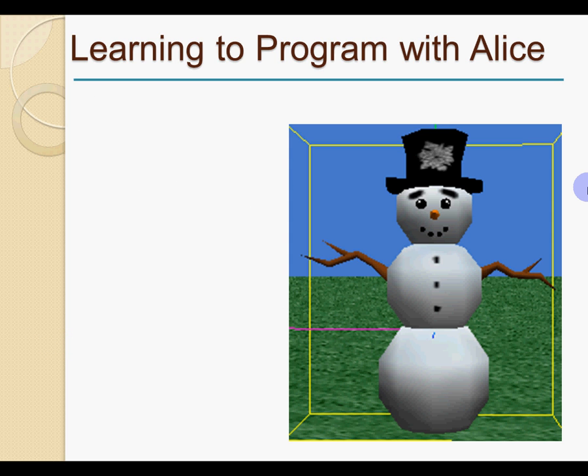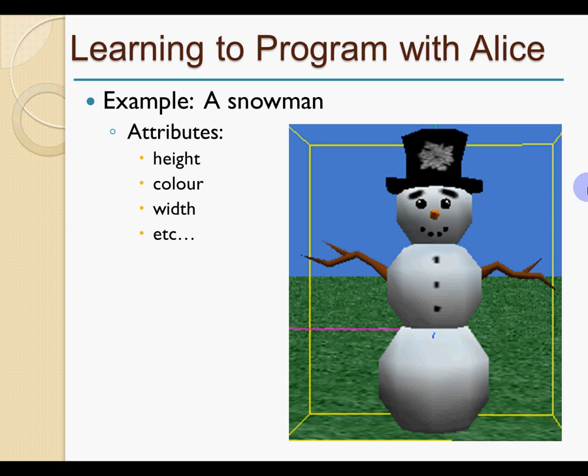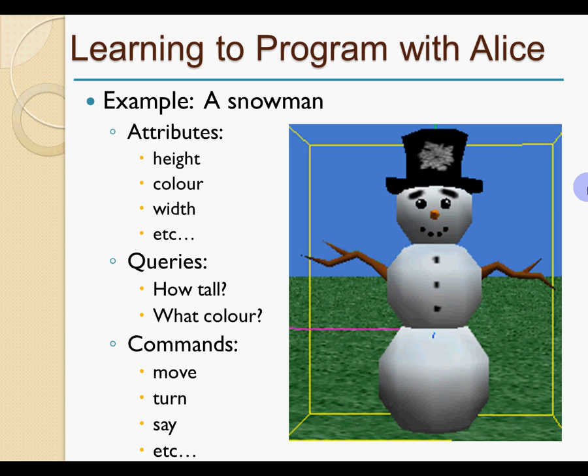So here, for example, we have a snowman object. This snowman object, as we know, is going to have a variety of attributes. So what might be some of those attributes? Height, color, width, etc. What could be a query we might ask the snowman? How tall are you? What color are you? And commands would be things like move somewhere, turn to face something, say something out loud, etc.